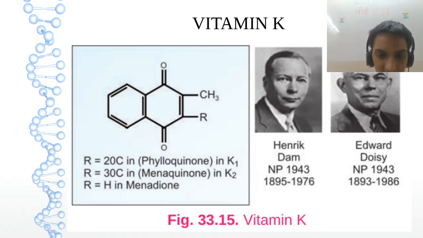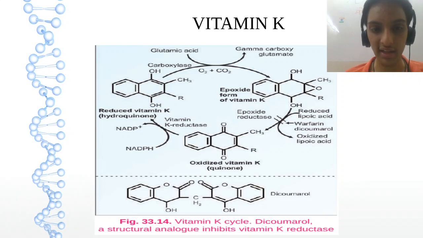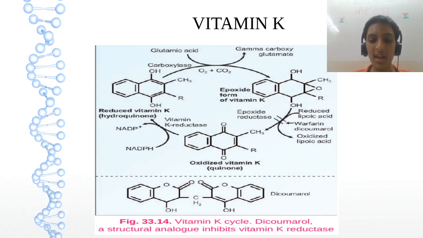So we can see here the vitamers of vitamin K: phylloquinone, menaquinone and menadione. Let's see the vitamin K cycle. The main role of vitamin K is here. Blood clotting is also there. I will explain blood clotting also in the future slides.